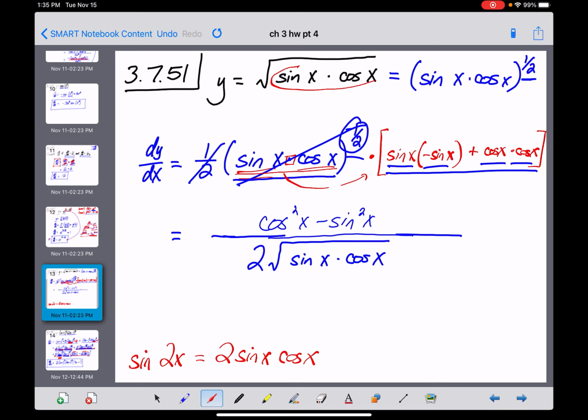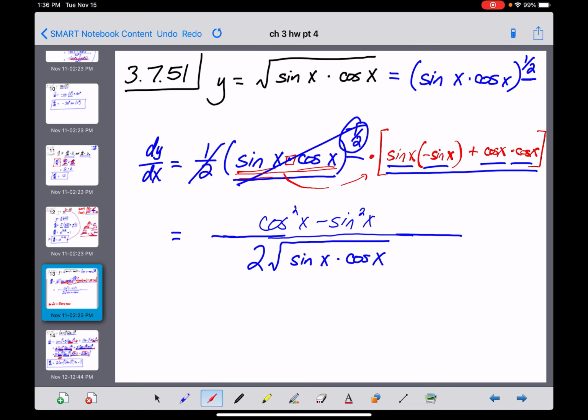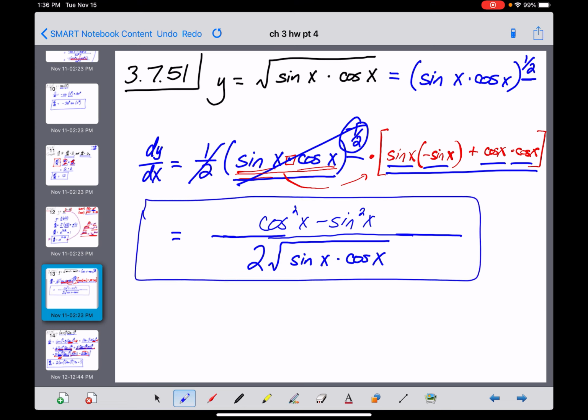Now, they recognize that this quantity right here is just half of that. So they divided both sides by 2, and they got 1/2 sine of 2x is equal to, and then those 2's canceled, a sine of x times a cosine of x. So they utilized that and put this 1/2 sine of 2x right in there. Obviously, you can do that, but in no way, shape, or form am I telling you guys that you have to. So I'm going to leave that out completely, and I'm just going to box this up right here and say, okay, I'm pretty happy with that answer for problem number 51.